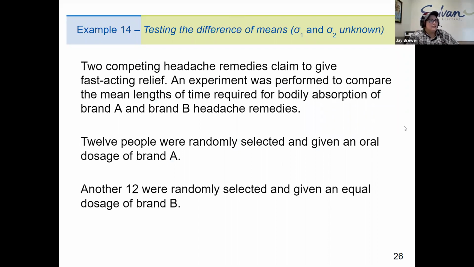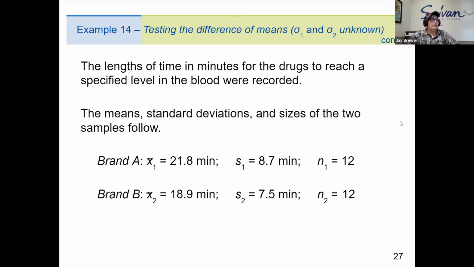Example 14. 2 competing headache remedies claim to give fast-acting relief. An experiment was performed to compare the mean lengths of time required for bodily absorption of brand A and brand B headache remedies. 12 people were randomly selected and given an oral dosage of brand A. Another 12 were randomly selected and given an equal dosage of brand B. The lengths of time in minutes for the drugs to reach a specified level in the blood were recorded. The mean, standard deviations, and sizes of the 2 samples follow.